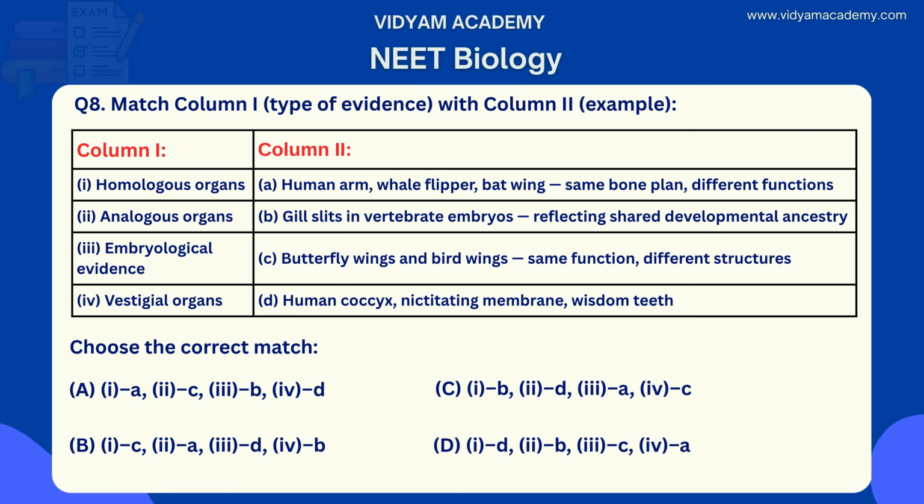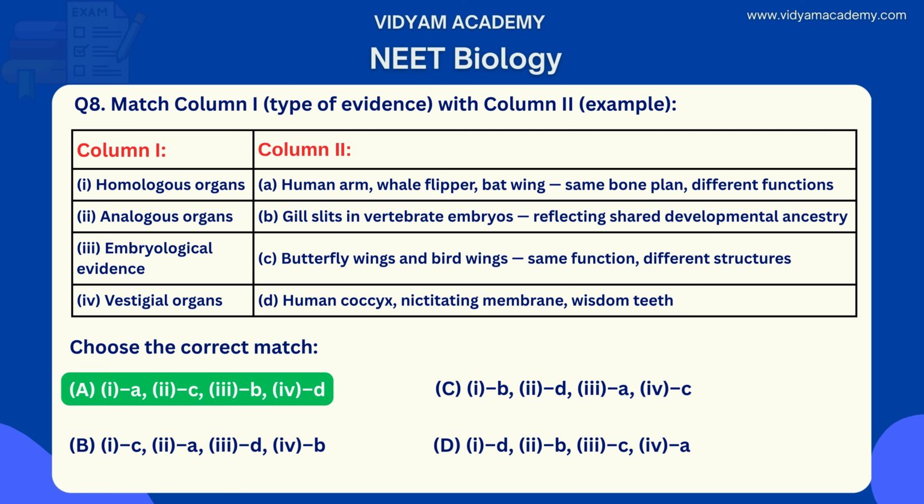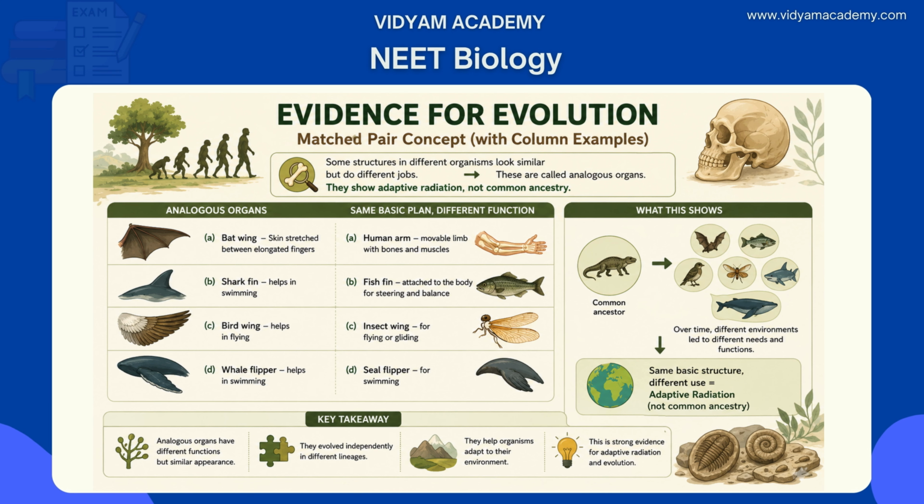The right answer is option A: 1A, 2C, 3B and 4D. So let's see the explanation. Homologous organs, the first one, matches A, because vertebrate forelimbs share the same bone plan from a common ancestor but serve different functions, which is evidence for divergent evolution. Analogous organs is the second, C. Butterfly and bird wings perform the same function, flight, but have entirely different structures and origins.